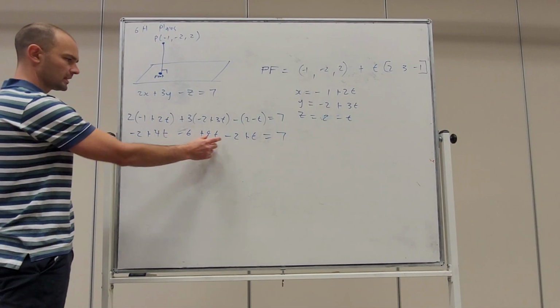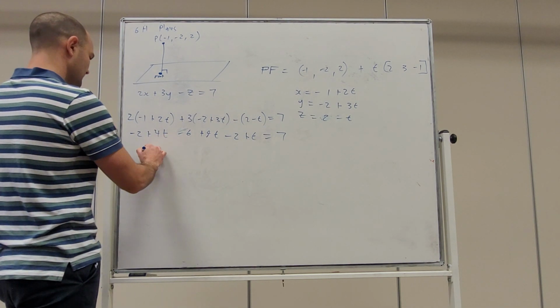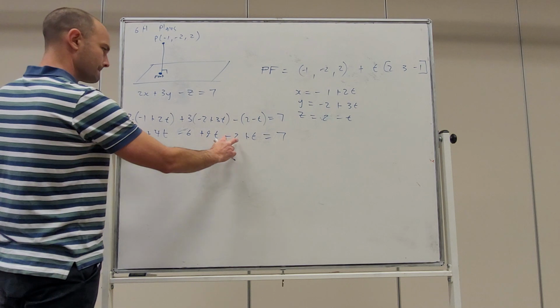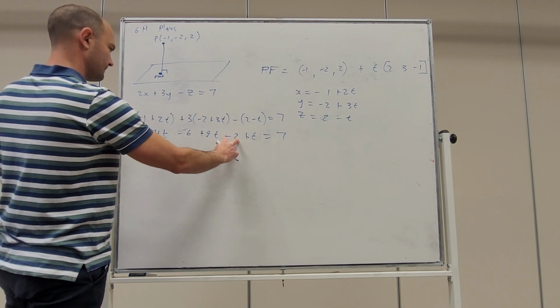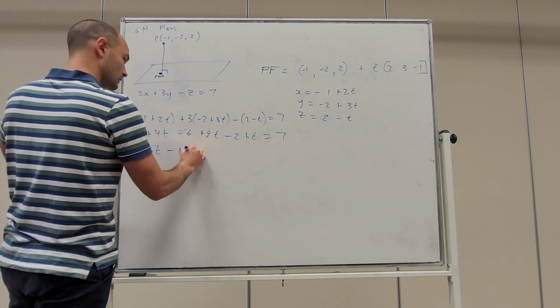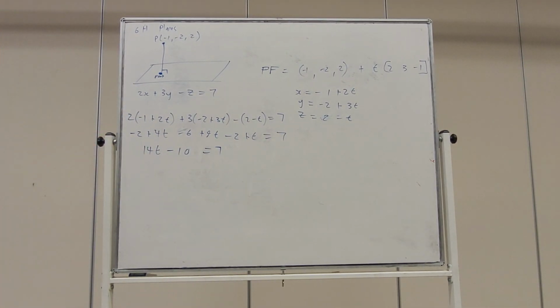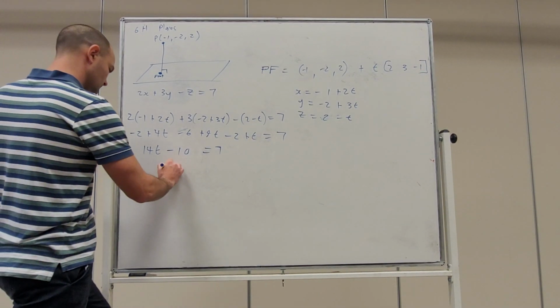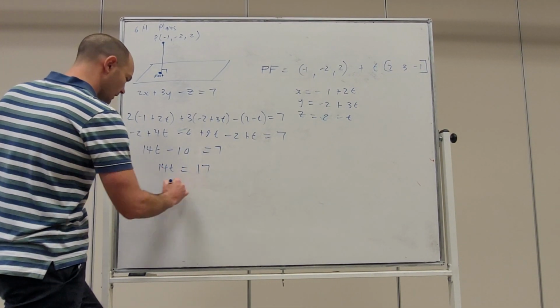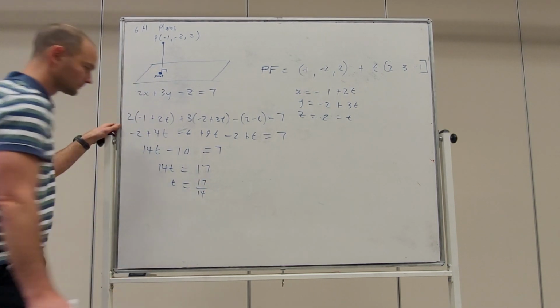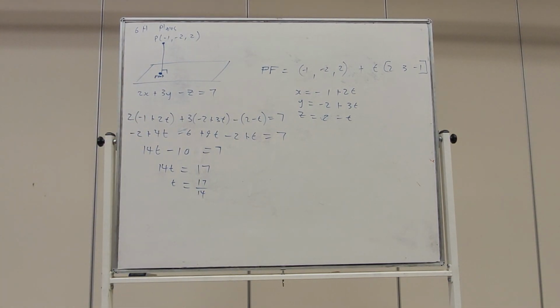We've got 4 plus 9 plus 1, that is 14t. And then I've got -2, -8, -10. Plus 10 to both sides, and then divide both sides by 14. All right, so that's not a very nice value of t, but that's okay, we can still solve through.